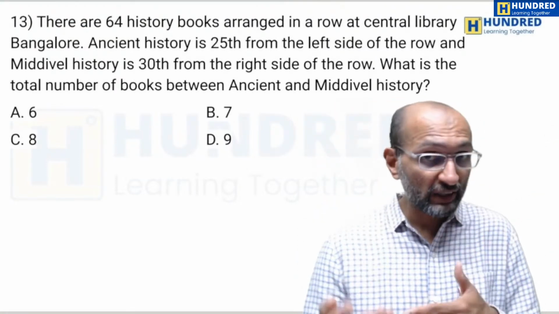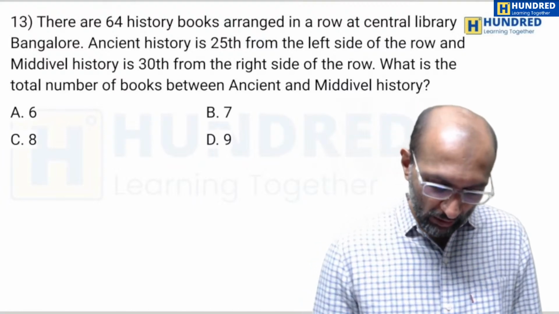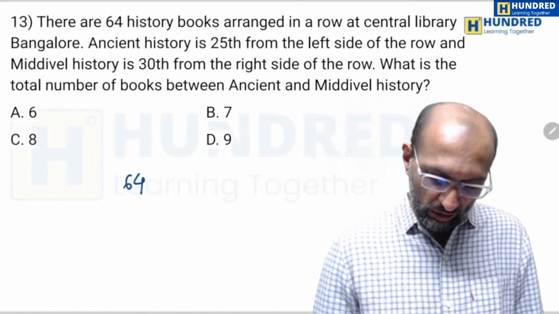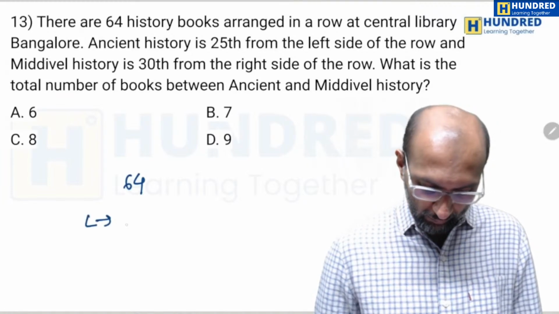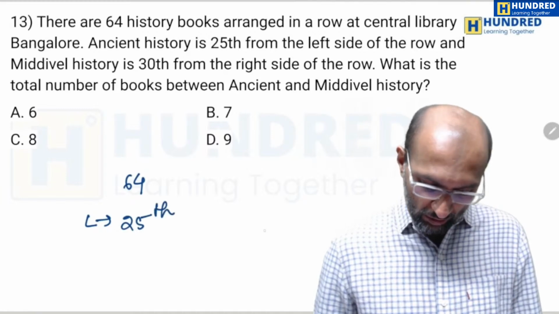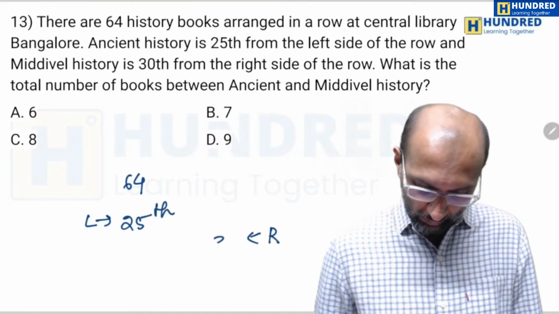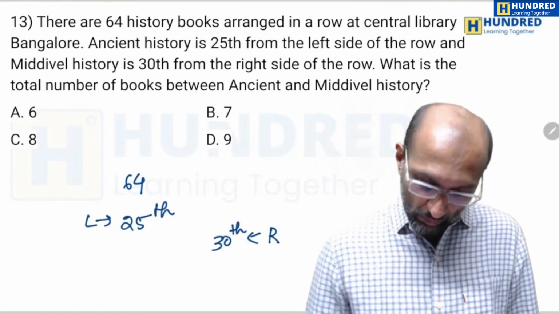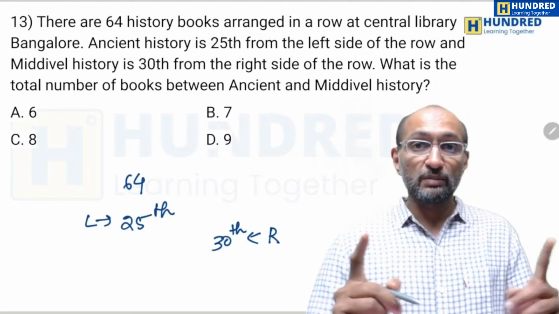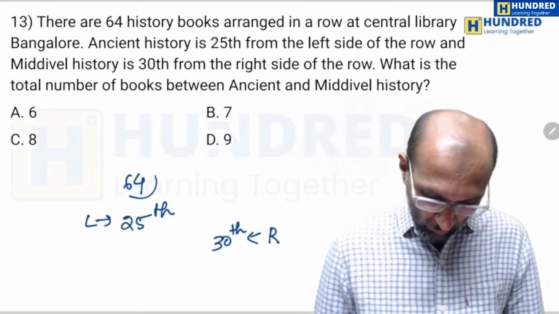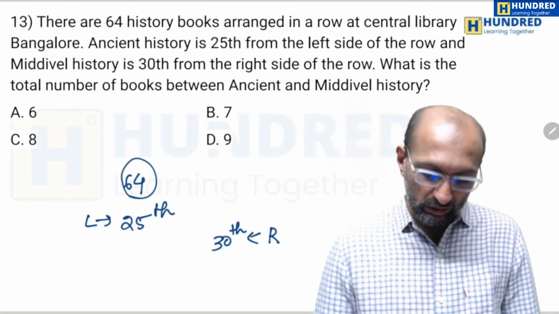Let us see if it is there or not. Very simple. 64 history books are arranged in total. Ancient history is 25th from the left. And medieval history, they say, is 30th from the right. Correct? What is the number of books between ancient and medieval? You have a different pattern.